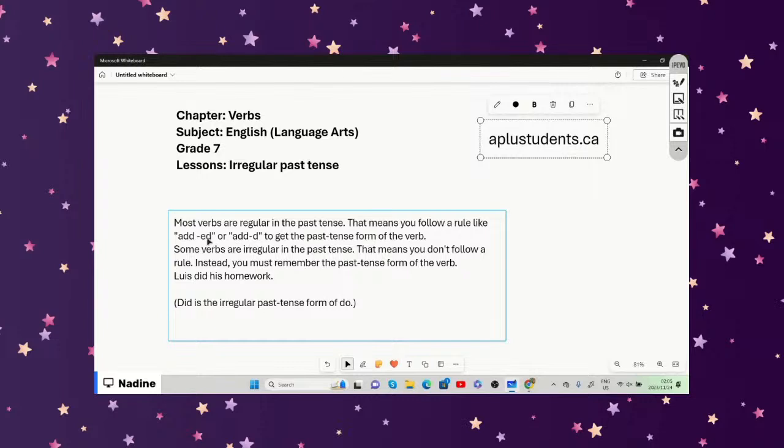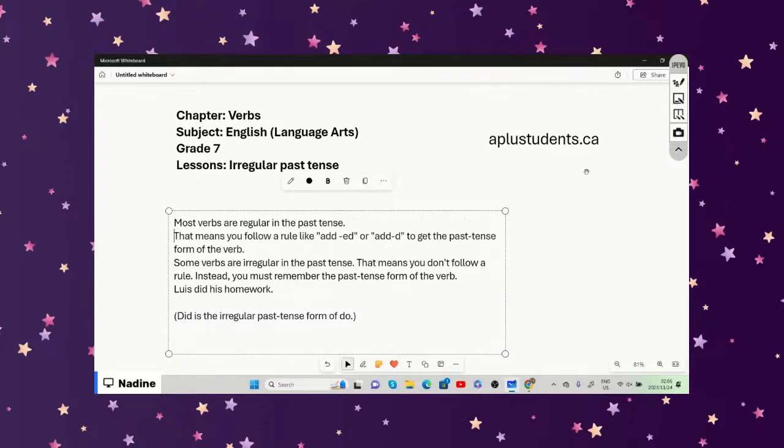So basically, when it comes to verbs, and irregular verbs to be specific, most verbs are regular in the past tense, right? And when we say most verbs are regular, we mean that it ends with ed or it just ends with d. So if you write the word watched, I watched something in the past, then we just add ed to it, to show the verb is in the past tense.